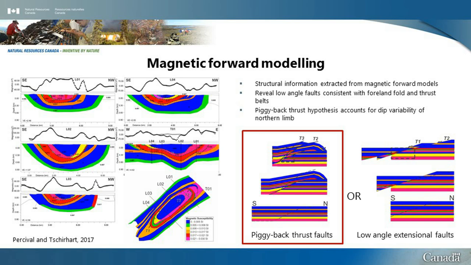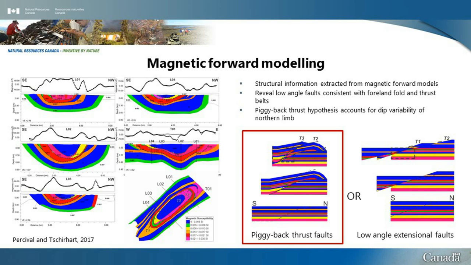And we documented a series of low angle faults within the forward modeling. So there were two reasons for the faults. We had the low angle extensional fault similar to the detachment between the upper and lower Montresor, as well as piggyback thrust faults, which would be more similar to what you see in a fold and thrust belt. And we went with this as the most likely model just because it accounted for the dip variability we were seeing in the northern limb, where it was much steeper dipping.